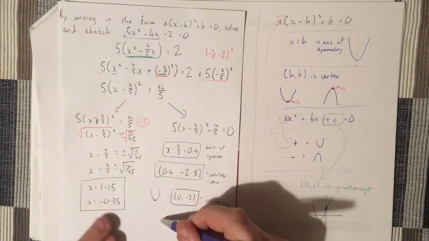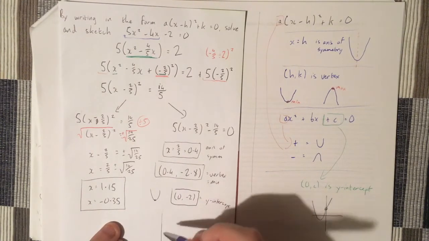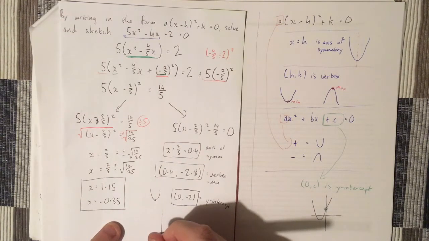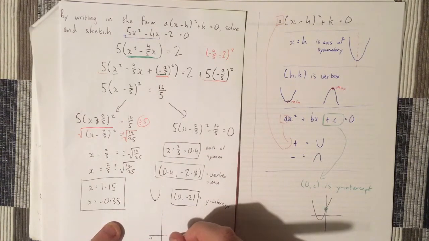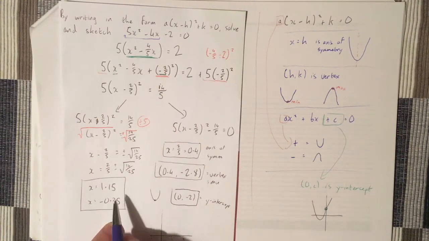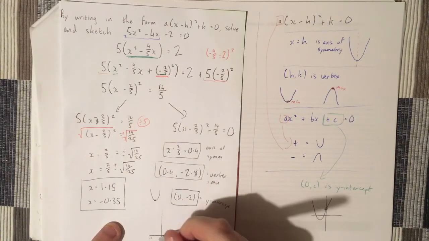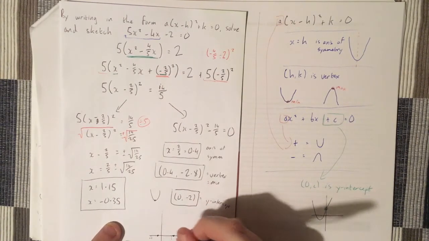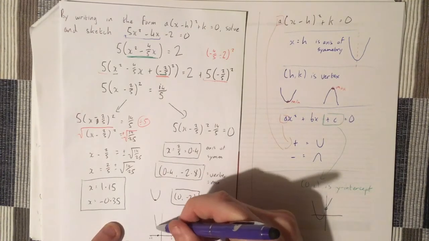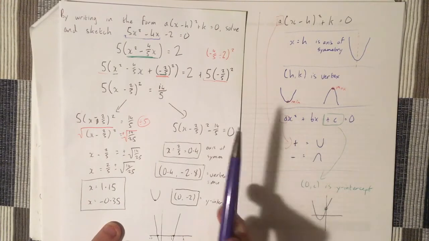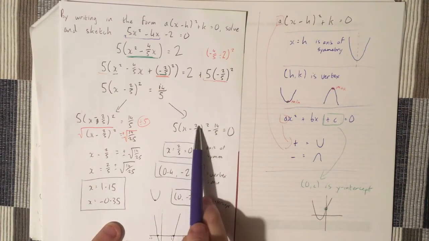So let's say I was to just really quickly sketch this, and let's say that's minus 1, 1, 2. So this goes through minus 0.35, so it goes through here, and 1.15, so it goes through here, and we said it would be U-shaped. So it's going to look something like that. So you've got 2 over 5 in your bracket there.